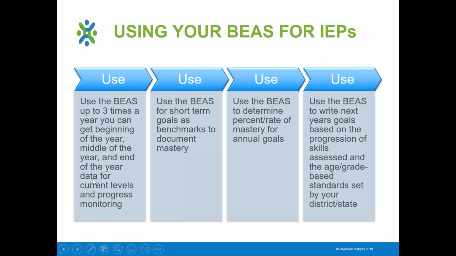And then again, using your BEAS for IEPs, we can use it up to 3 times a year, beginning, middle, and end of year, to progress monitor and look at current levels of performance. We can use the BEAS for short-term goals as benchmarks to document mastery. We can use it to also determine percent or rate of mastery for annual goals. And then we can use the BEAS to write next year's goals based on the progression of skills assessed and the age grade-based standards set by your district or state.